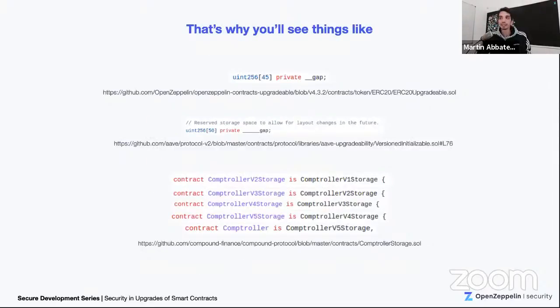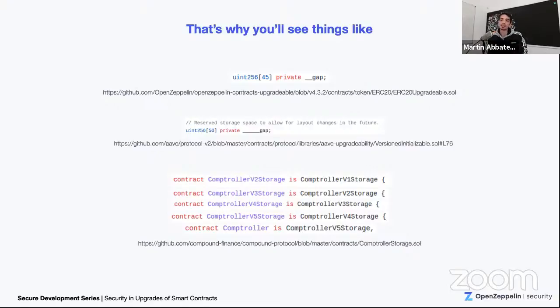And that's why you will see things like this, right? Out there in the wild, in contracts, you will see people doing different kinds of hacks to maintain a storage layout. For instance, in the first example, you see this gap state variable, and you will see that in OpenZeppelin contracts, or there I'm showing you a snippet from a contract in Aave. You will see that these gaps are there in state to reserve storage space so that you can continue adding state variables, so that you don't clash if you do layout changes in the storage layout.